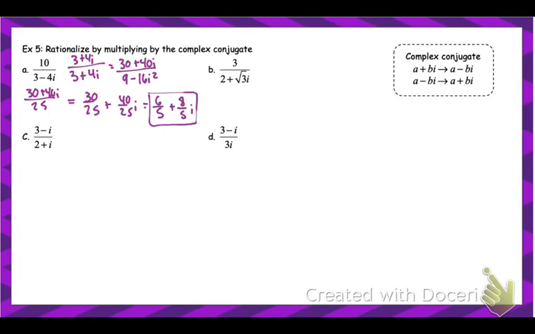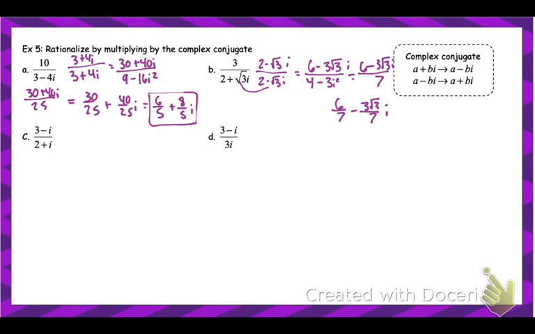So to get rid of that, I would multiply by 2 minus root 3i, top and bottom. So on the top, that would give me 6 minus 3 root 3 times i. On the bottom, that would be 4 minus 3i squared. Again, those middles will cancel. 4 minus 3i squared is just 7. So now I can split this. This is 6 over 7 minus 3 root 3 over 7i, and it's in that a plus bi form.